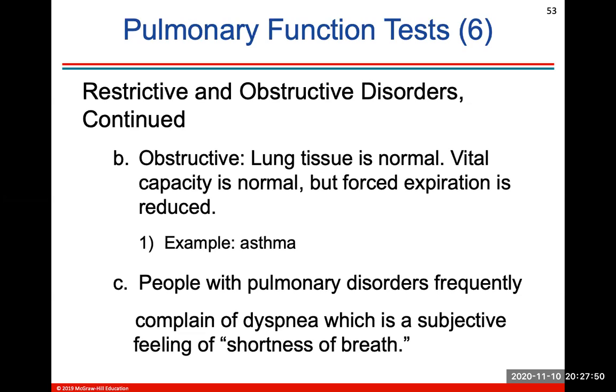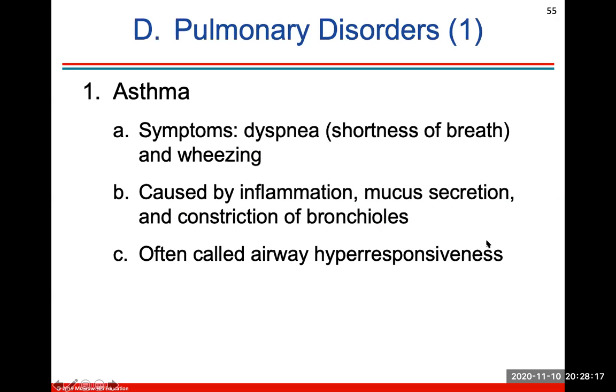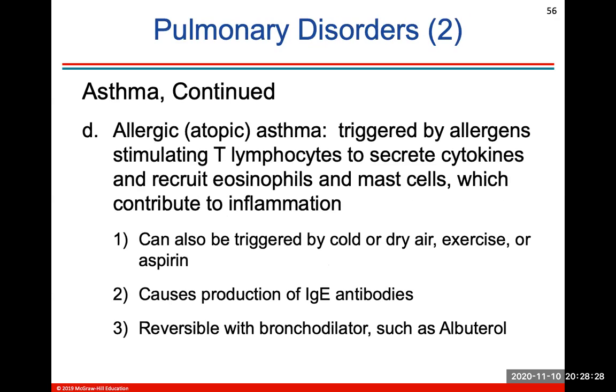People with pulmonary disorders frequently complain of dyspnea, which is a subjective feeling of shortness of breath. And this is a look at how an obstructive lung disorder can be diagnosed by doing a forced expiratory volume test. And you can see how with the obstructive lung disorder, the amount of the forced expiratory reserve volume would be greatly decreased. Asthma symptoms are shortness of breath and wheezing, can be caused by inflammation, mucus secretion, and constriction of the bronchioles. It's also called airway hyperresponsiveness.